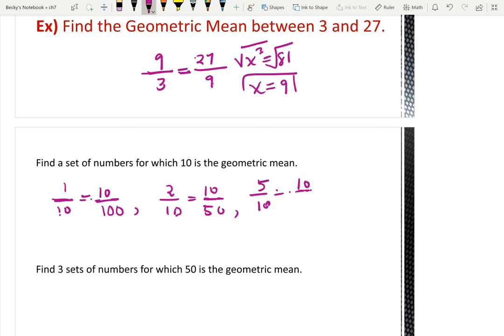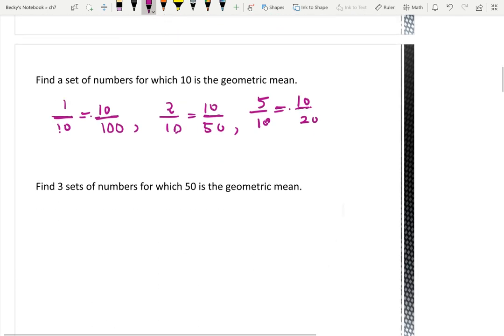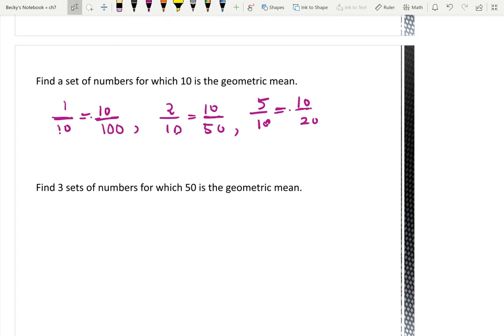All right, how about 5 and 20? And you can see if you simplify these, you have equivalent fractions. Actually, they're proportions. Okay? So find a set of numbers for which 50 is the geometric mean.